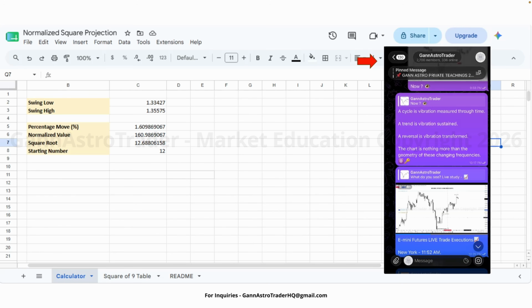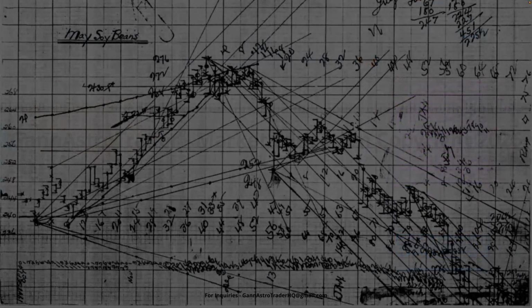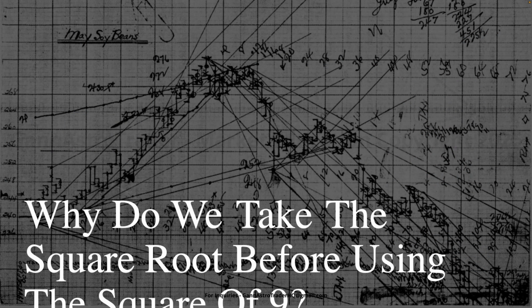Let's stop for a moment and ask an important question. Throughout this method, we've measured the market move, normalized it, and then immediately taken the square root. But why? Why don't we use the normalized value directly? To answer that, we first need to understand how the square of 9 itself is organized.